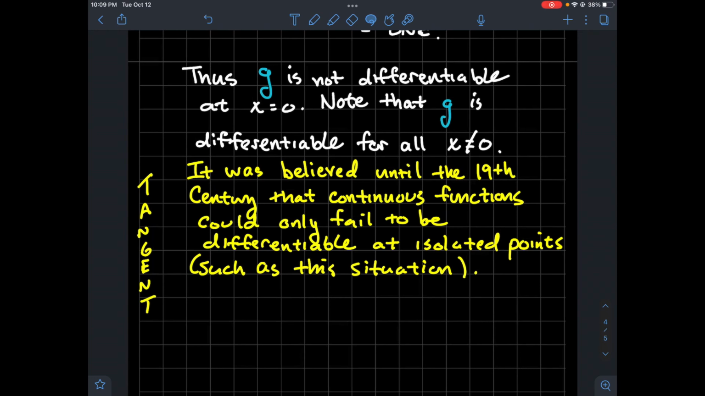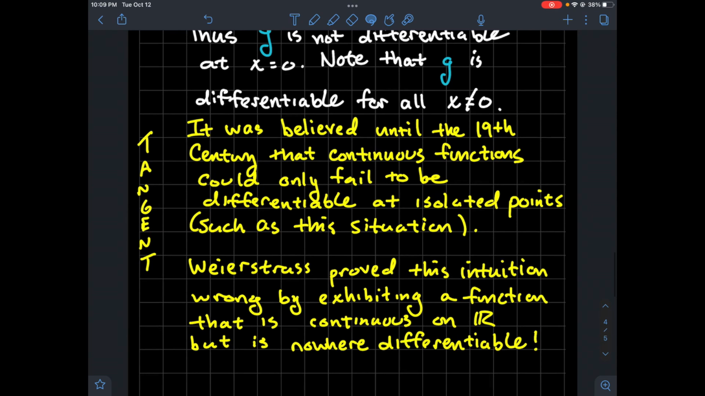They're not too jagged. But in fact, in the 19th century, Carl Weierstrass, who actually came up with the modern definition of a limit that we use, so if you've seen some epsilons and deltas and whatnot, you can thank Weierstrass for that. Weierstrass proved that this intuition was wrong. And what he did was he exhibited a function that is continuous for all real numbers, but is not differentiable at any real number, which is pretty crazy.